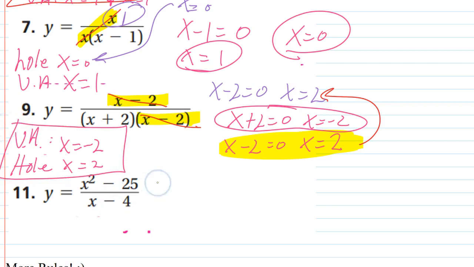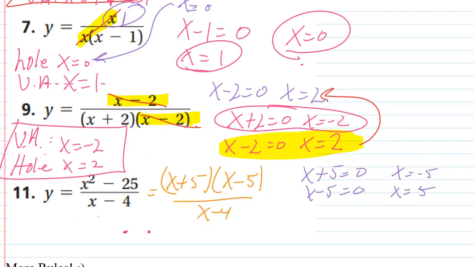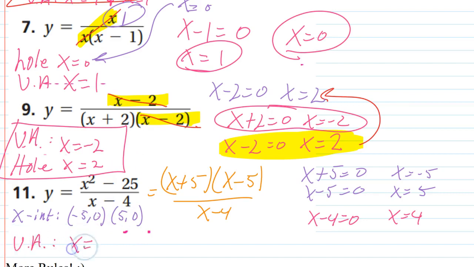Alright, the next one needs to be factored on top. Then set them equal to 0. There's no holes because I didn't have anything that canceled out. So I'm going to have my x-intercepts at negative 5, 0, and another one at 5, 0, so it's going to cross the x-axis twice. And my vertical asymptote is at x is equal to positive 4.